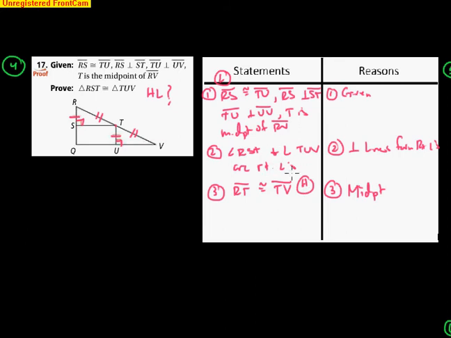And here are your hypotenuses. You have right angles, you have a hypotenuse and a leg, you have congruent triangles. Triangle RST is congruent to triangle TUV by HL. So there's a typical HL proof. Again, hypotenuse-leg, if they only give you right angles or perpendicular lines and no other angles.